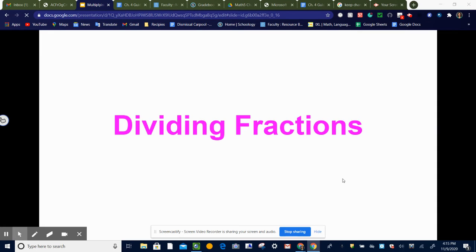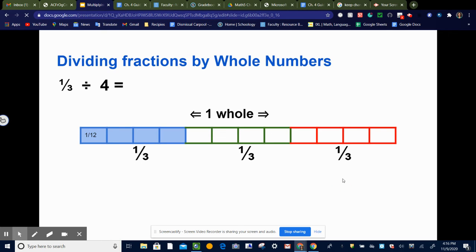In this video, we're going to talk about dividing fractions. So here we've got a diagram of one whole. So this whole bar represents one whole. And what we're being asked to do is to divide 1/3 divided by 4.